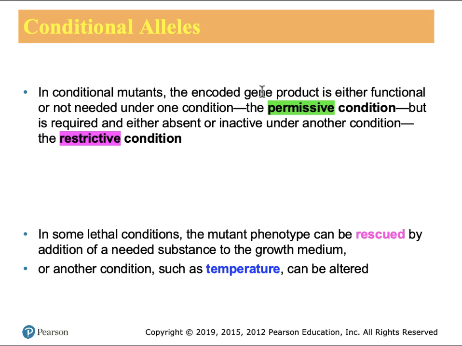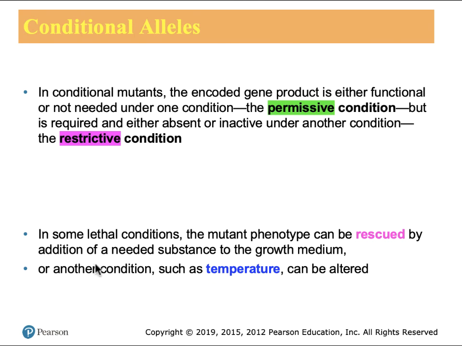So the first set of conditions, the ones that allow the mutated organism to grow, are called the permissive conditions. But when you relocate that to another set of conditions, those are the ones that cause the phenotype to be affected by the mutation and thus die. Those are called the restrictive conditions. Depending on the nature of the mutation and its biochemical outcomes, some conditional lethal mutations, once identified, can be rescued by supplying the ingredient that's missing in a biochemical pathway.